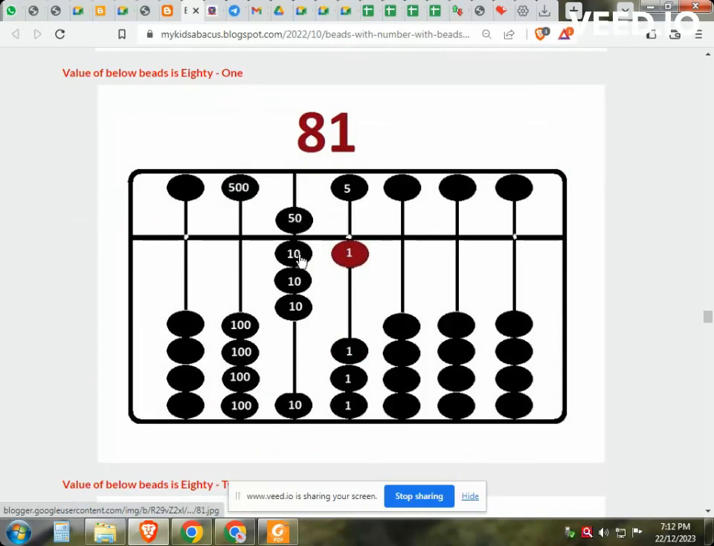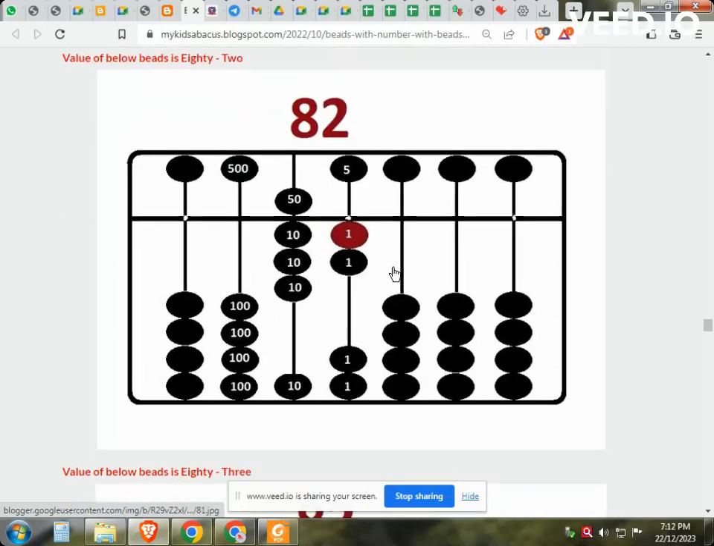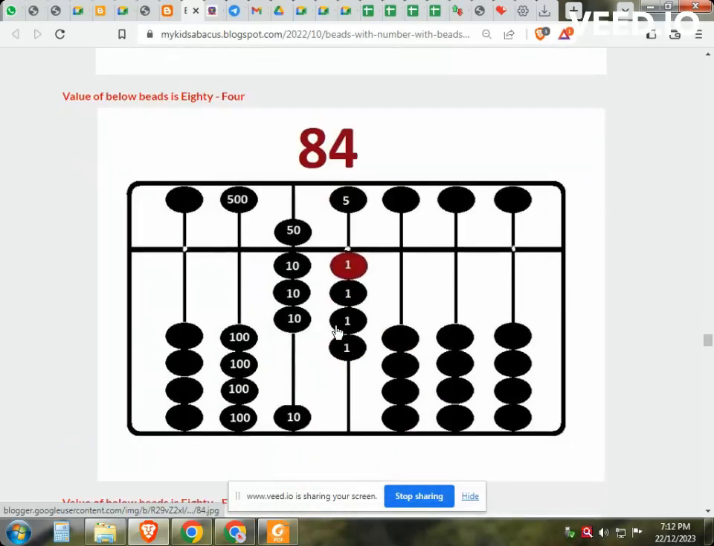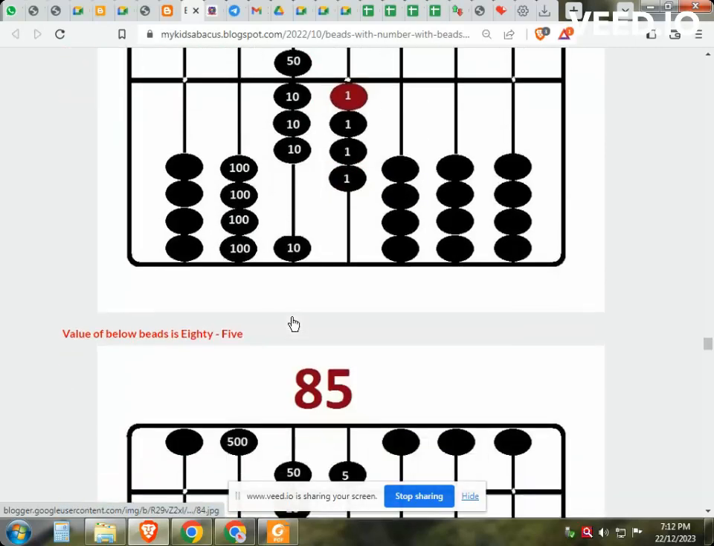This is 81, 50, 60, 70, 80, 80 plus 1, 81. 50, 60, 70, 80, 81, 82. This is 83, 50, 60, 70, 80, 81, 82, 83. This is 84, 50, 60, 70, 80, 81, 82, 83, 84.